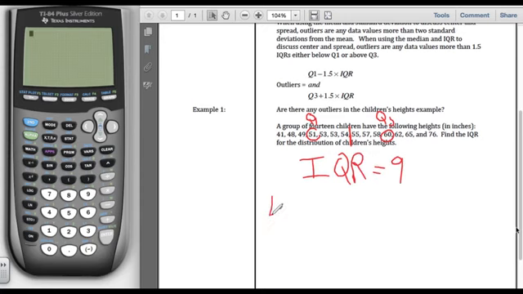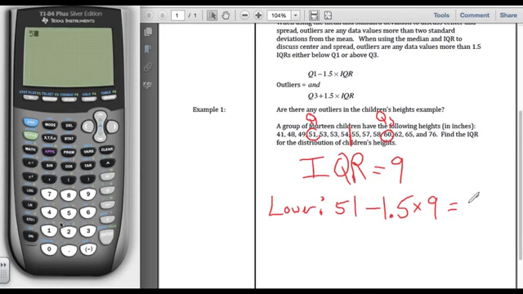And so now to find my possible lower outliers to see, well, is 41 an outlier? I'm going to take Q1, which was 51, and subtract 1.5 times 9. If I do that on my calculator, type that in all at once, it gives me 37.5. This is in inches. This tells me if there's any heights 37.5 or lower, it is an outlier. Well, 41 isn't that low, so 41 is not an outlier.